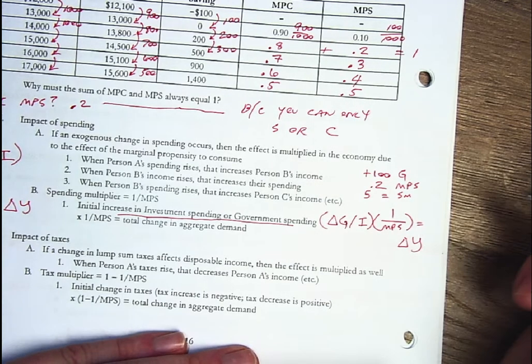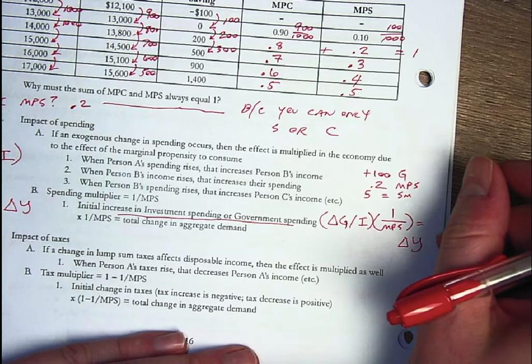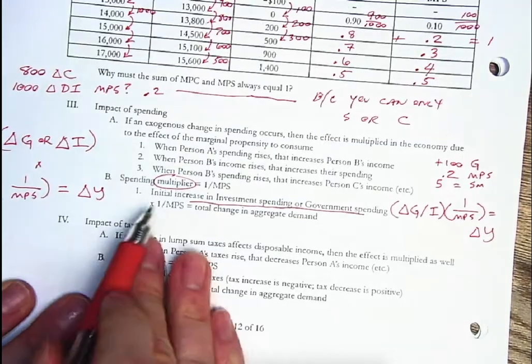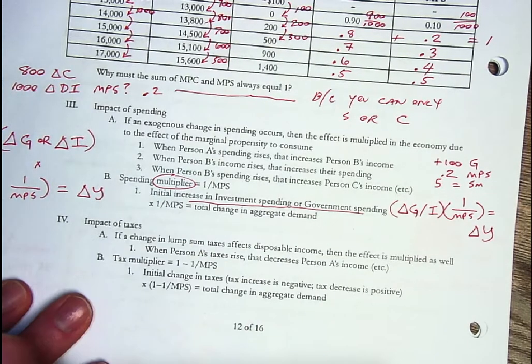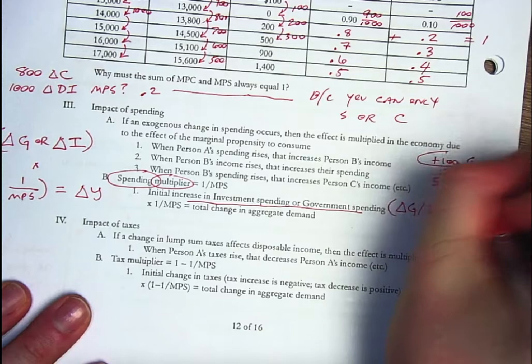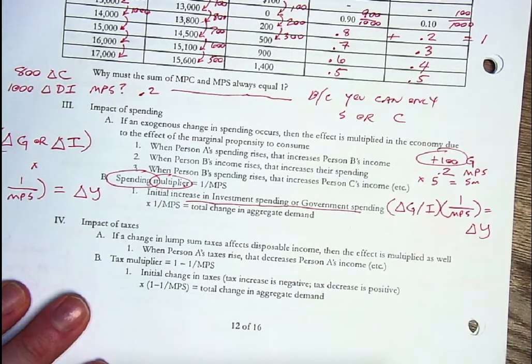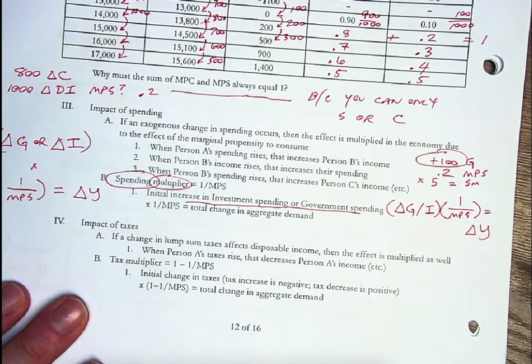And I can't tell you how many students over the years would take that 100 and divide it by 5 and say 20. But I don't know why you do that. Don't do that. It's in the name. Multiplier. Multiply. You can do it. Multiply. So take the spending number that you're given, 100, and multiply it times the 5. Okay? 100 times 5, 500.